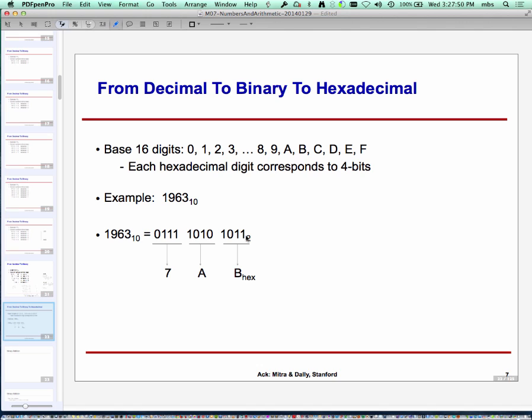So what we do is we take our binary representation and we group it into groups of 4, starting from the least significant bit side. So we have this group 1011, the second group 1010, and the final group only had 111, but we can prepend a 0 to it. It doesn't change the number, so it becomes 0111, and now I have 7AB in hexadecimal.